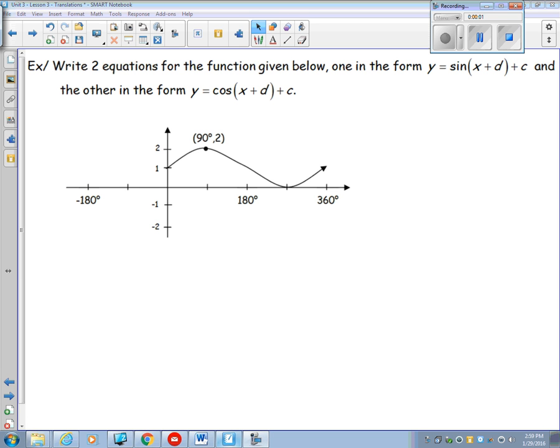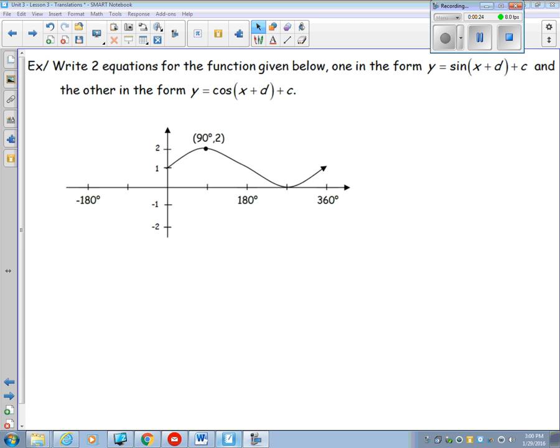Okay, for this last example, we're actually going to try and work backwards now. So we're going to try and figure out the equation based on what we see in the picture. Now, theoretically, we could have an infinite number of answers here because periodic functions go on and on forever and ever and ever. And sine curves and cos curves are very much related to each other. So I'm going to get you guys to try and make one of each.